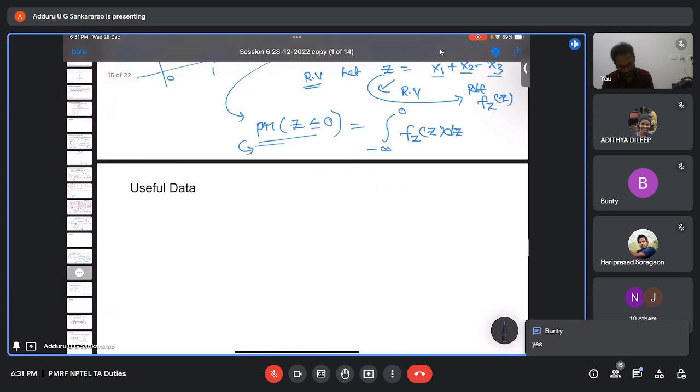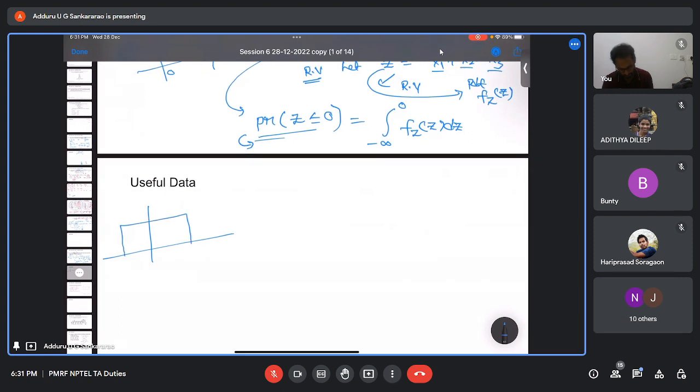Suppose, let us say, y is some random variable uniformly distributed like this, maybe from minus 0.25 to 0.75. Its PDF is given like this. Now I want the probability that y is less than or equal to, let us say, 0.5. That means somewhere here you have 0.5.